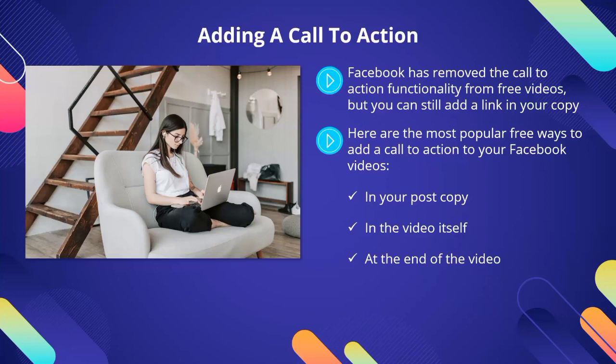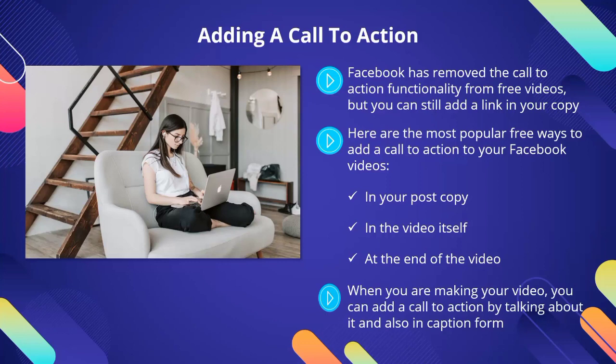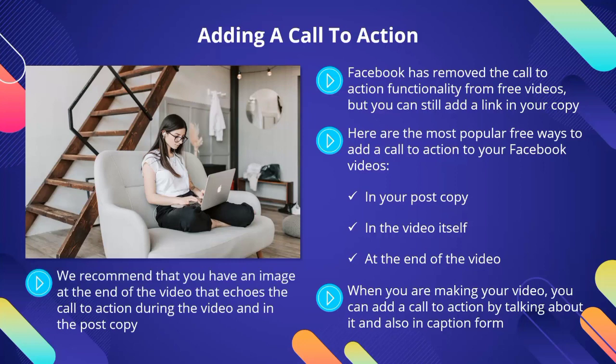You can add a link to your website in your post copy. Tell the users that they can find out more on your site by clicking on the link. Also tell them that you would be delighted if they ask questions in the comment section. When you are making your video, you can add a call to action by talking about it and also in caption form. Remember that not all users will have the sound on. Do this in the middle of the video for the best results. We recommend that you have an image at the end of the video that echoes the call to action during the video and in the post copy. Let this image play out for a few seconds so that the viewer gets the message.